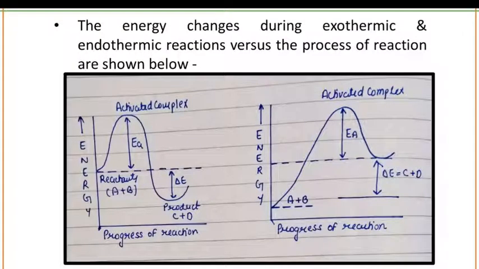The energy changes during exothermic and endothermic reactions versus the process of reaction are shown below. These 2 graphs are the most important graphs. Number 1 graph is telling you about the exothermic reaction, while number 2 graph is telling you about the endothermic reaction, formation of product and formation of reactant. Okay guys, so this is also very important. You have to keep these graphs in your mind.